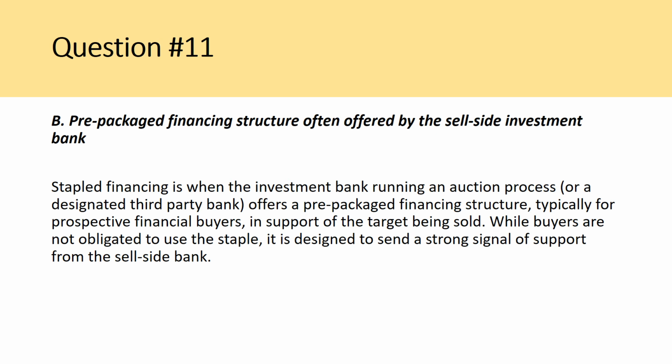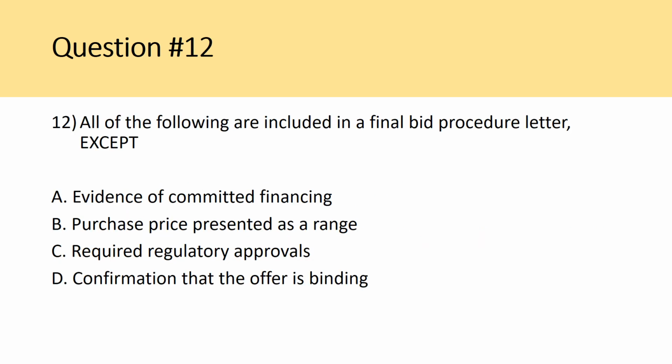So stapled financing is when the investment bank running an auction process offers a prepackaged financing structure, typically for prospective financial bidders, in support of the target being sold. While buyers are not obligated to use the staple, it is designed to send a strong signal of support from the sell-side bank. And usually what potential bidders do is take that stapled financing package and go to other commercial banks, other lenders, and say, this is what we have, can you do better, right? So it's great to communicate a strong signal of support from the sell-side advisor, but at the same time, for the bidder, it offers a reference, a benchmark to what it would cost them to complete the deal.